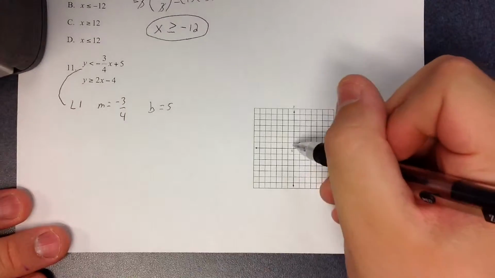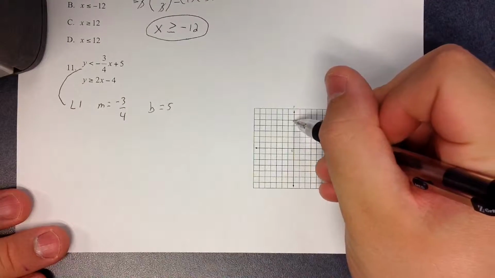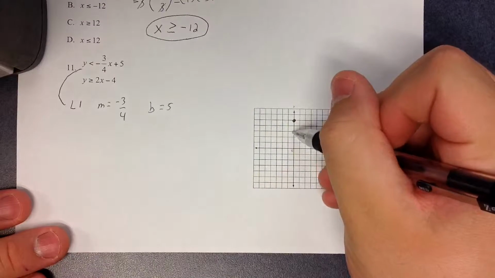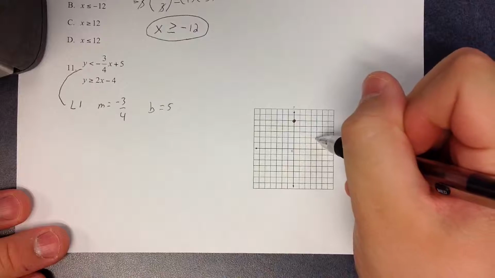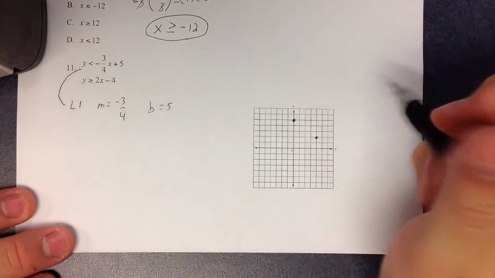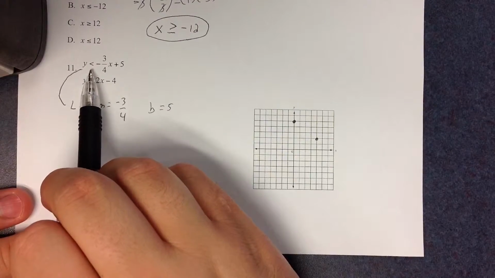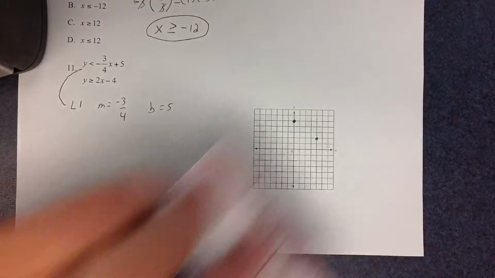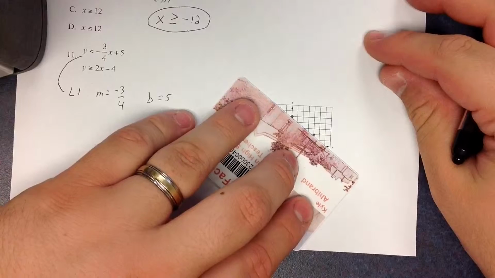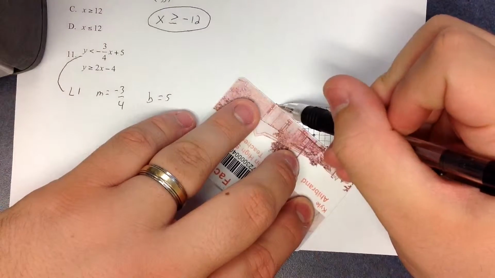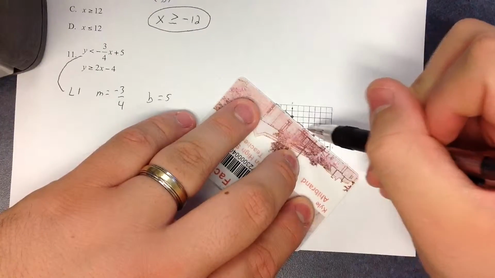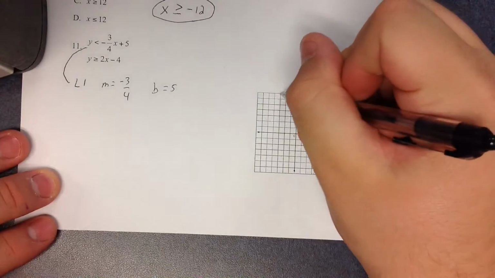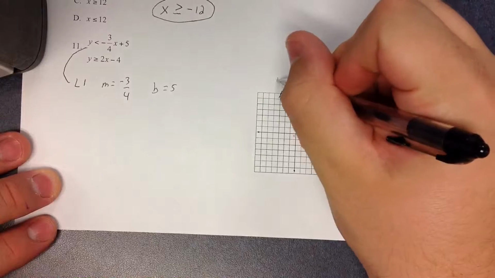So I would start at b, so I would start at 1, 2, 3, 4, 5. Since my slope is negative, I go down 3, but then to the right 4. Now, since this inequality doesn't have the line underneath, that tells me it's a dashed line or dotted line. So I'm going to use my straight edge, make a dashed or dotted line. And then I kind of like, after we put arrows on the end, to say, okay, this was line 1.